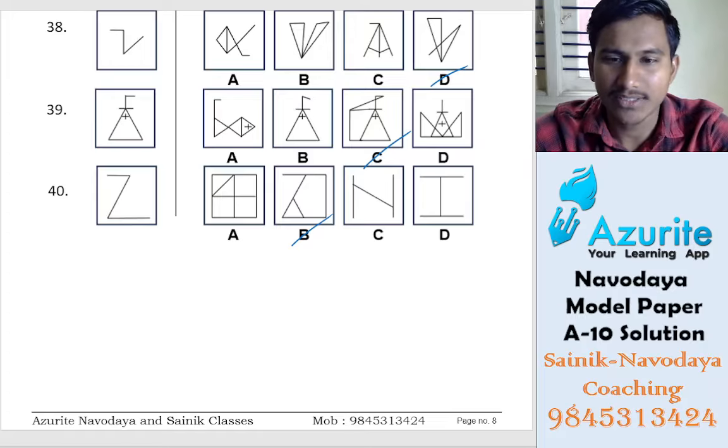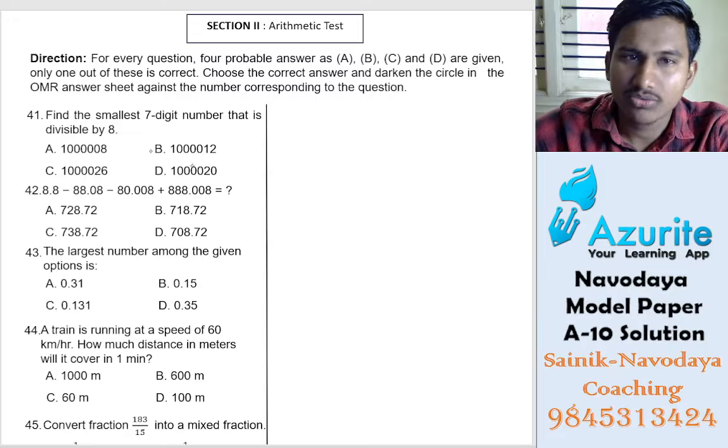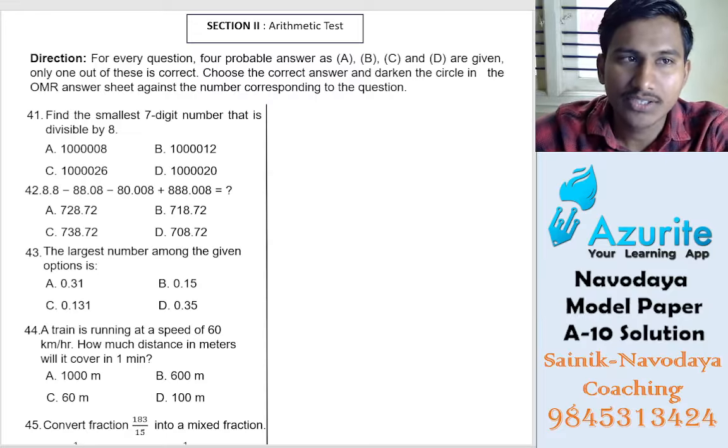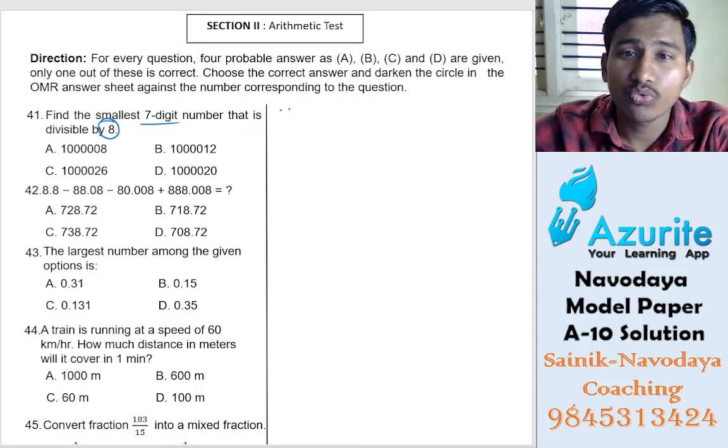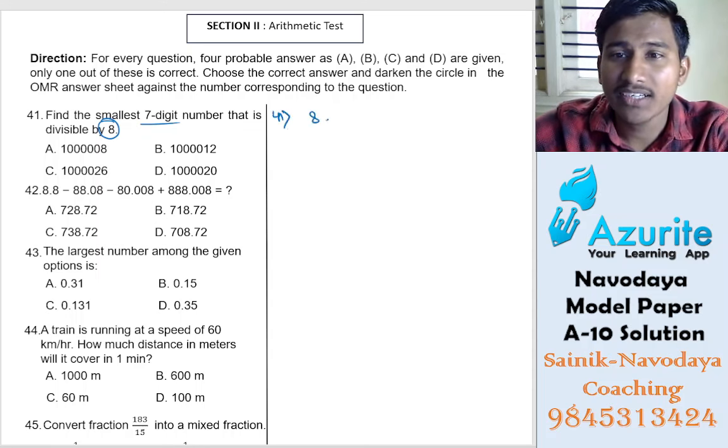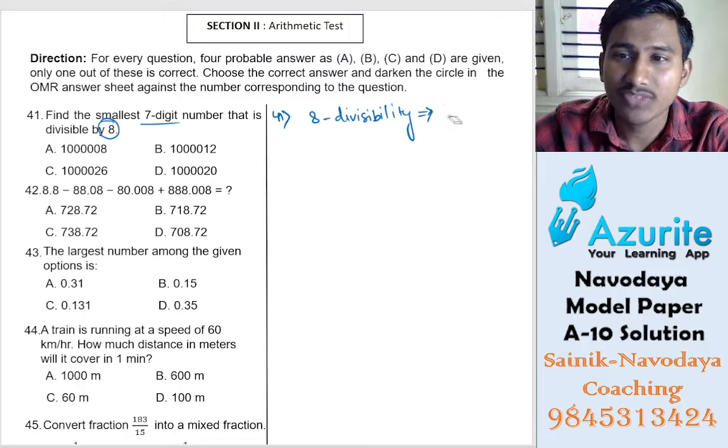These are the mental ability answers. So the first question, students, what is it? Find the smallest 7-digit number that is divisible by 8. So divide with 8, you should get directly. You should remember 8 divisibility. 8 divisibility is last 3 digits. Last 3 digits should be divisible by 8.